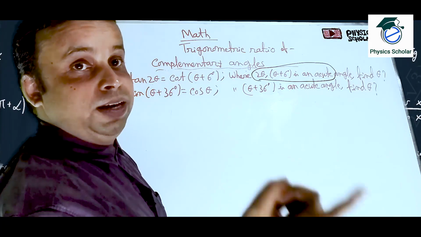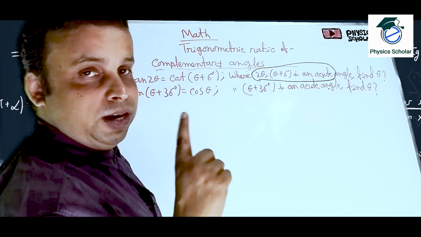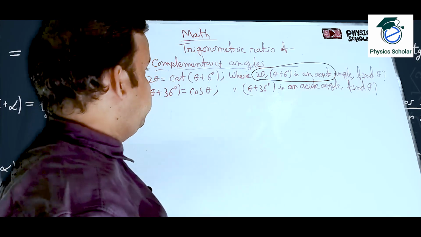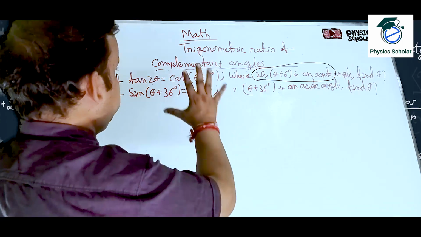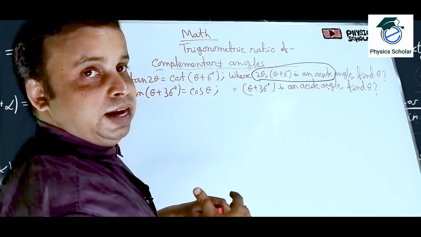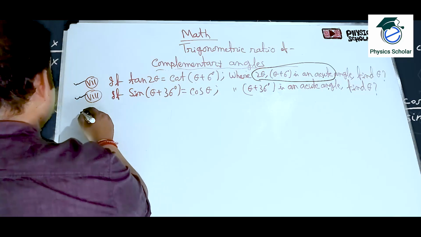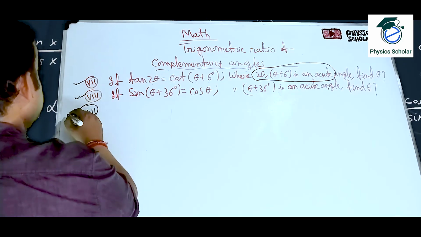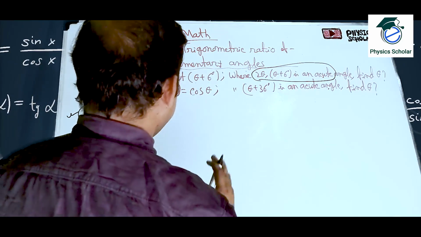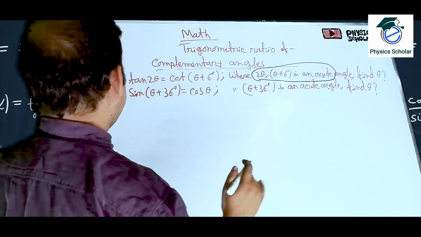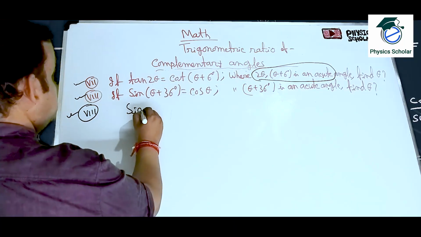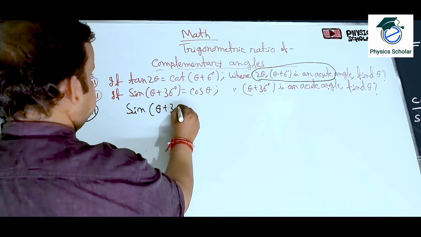Clear? So that confidence will come inside you. If you want to develop that confidence inside you, you have to do different types of sums. And as much as you can solve, it will be much easier for you to do it. Okay, in the examination hall as well as in the higher classes also, because these concepts need to be developed. Clear? Now sine of theta plus 36 degrees.